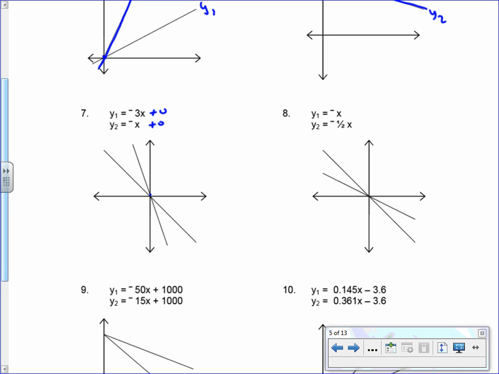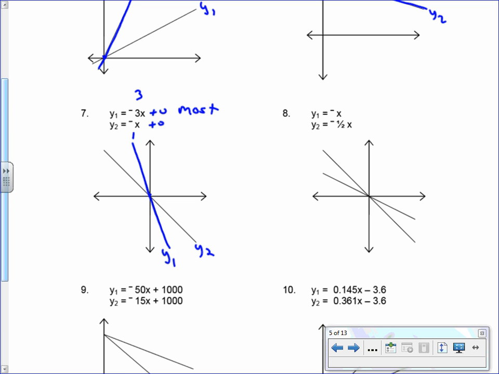Which one is more steep? Don't think about the negatives. The negatives make it go down. You want to think about the 3 and the 1. So the most steep is the first one. Look at your picture. The most steep is this one. I'm going to label at the bottom this time. It doesn't matter if you label them at the top or at the bottom.